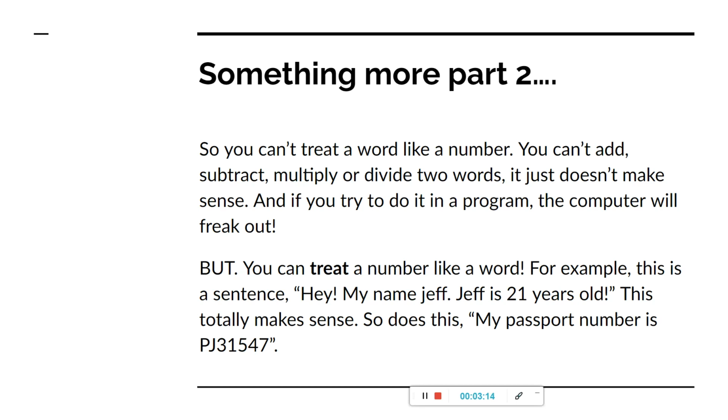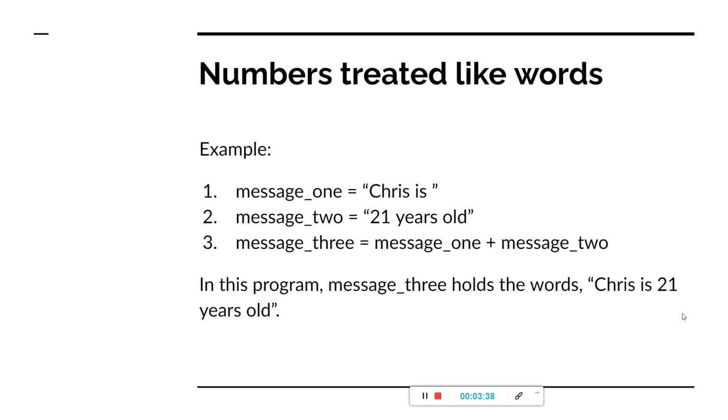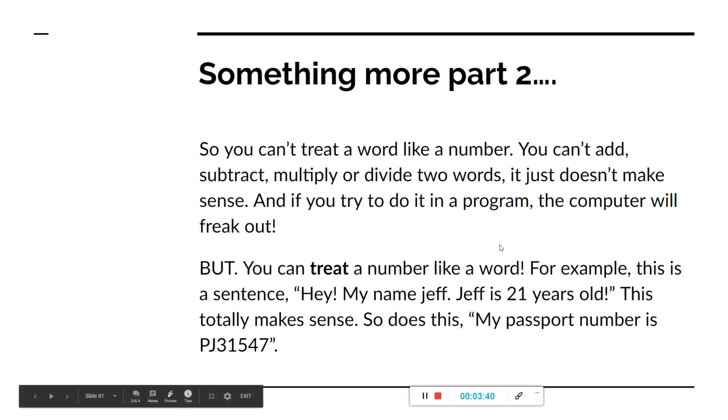But you can treat a number like a word. For example, this is a sentence. Hey, my name's Jeff. Jeff is 21 years old. This makes sense. So does this. My passport number is PJ31457 4547. Don't look it up. It's not my passport number. But you know what I mean.